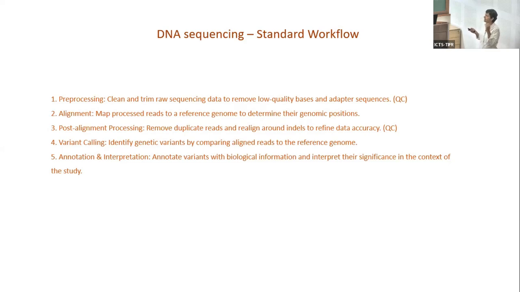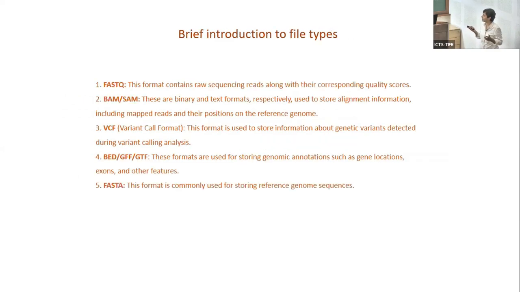Variant calling is to identify genetic variants by comparing aligned reads to the reference genome. And there are some cutoffs that you'll have for this. How can I be certain that I've called a variant correctly? For that, there are some things that you need to know. Annotation and interpretation is basically how you annotate variants with biological information that you have and interpret their significance in the context of your study. Usually: where did this mutation happen? What does that gene do? How is this mutation likely to impact that particular gene, and so on.